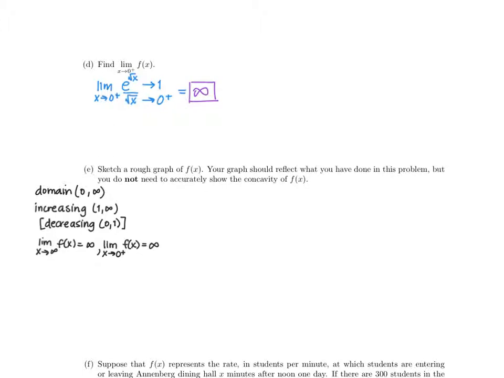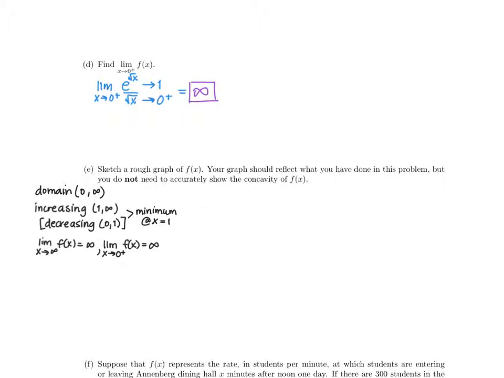E to the root x over root x, well, we know the inputs can only be positive, and e to the root x actually cannot be negative at all. Neither can the denominator. So the whole thing's positive. It's in fact never even equal to 0, right? So it's all above the x-axis. When we realize that it's decreasing from 0 to 1 and increasing from 1 to infinity, we can actually take a moment and synthesize that fact into the fact that there's a minimum at x equals 1.